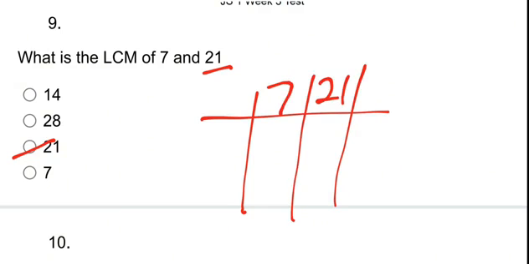And if you want to work it out, you will see that you get the same thing. 7, 21. 7 can go into 7 once, and 7 can go into 21, 3 times. So 3 times 7 is 21. So that is how you go about this.